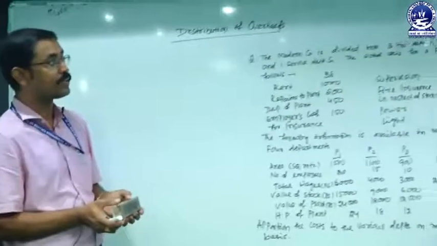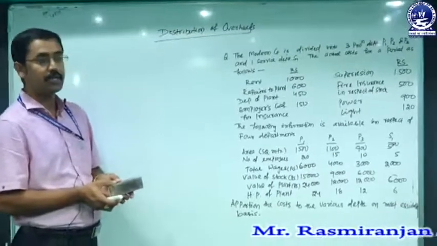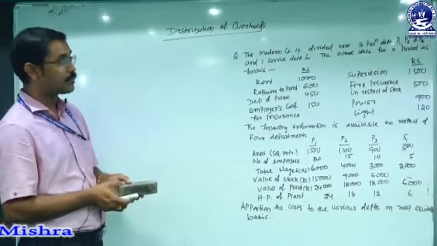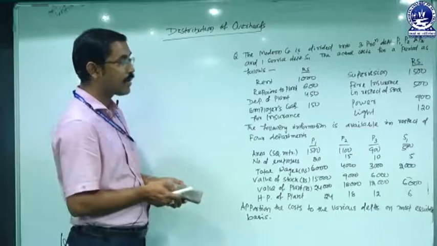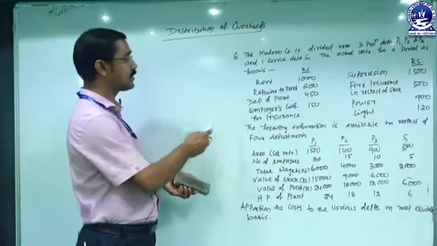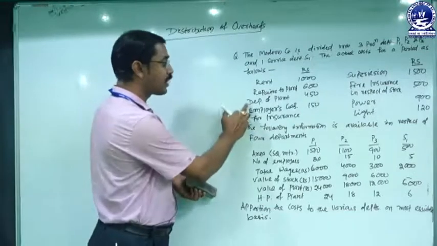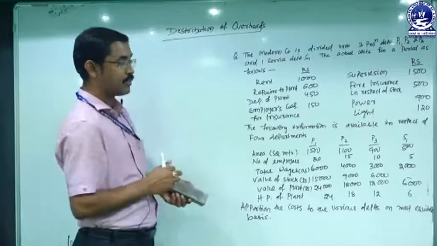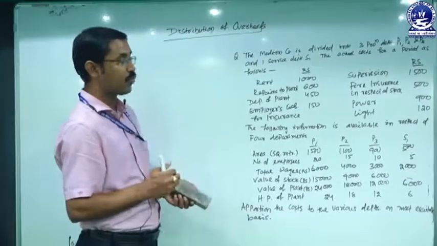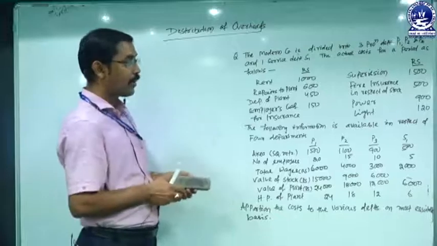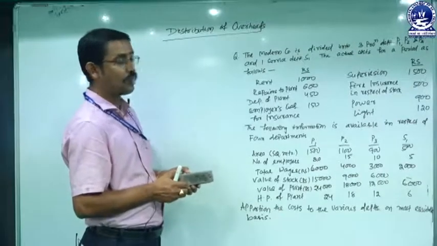So there is a problem relating to primary distribution of overhead. The modern company is divided into three production departments, P1, P2 and P3, and one service department, S1. The actual cost for a period is as follows. There are several items of expenses: rent, 1000; repairs to plant, 600; depreciation of plant, 450; employer's liability insurance, 150; supervision, 1500; fire insurance in respect of stock, 500; power, 900; and lighting, 120.